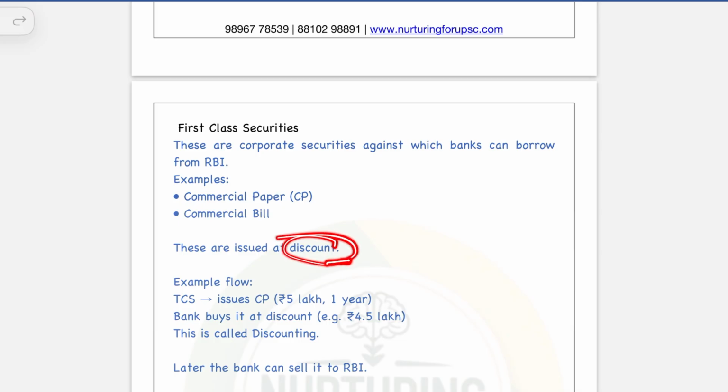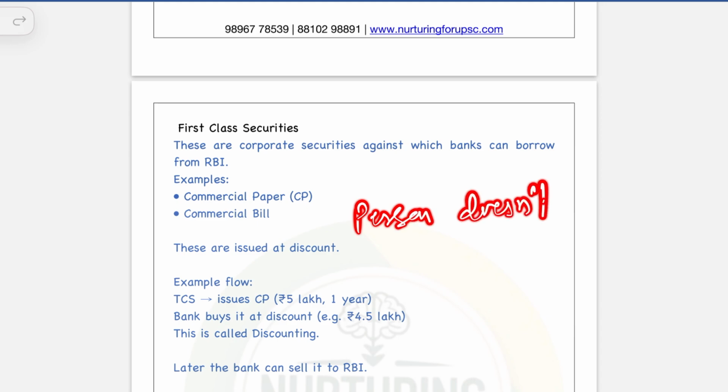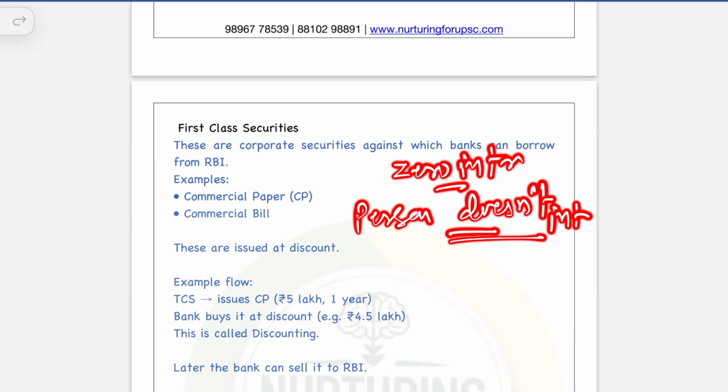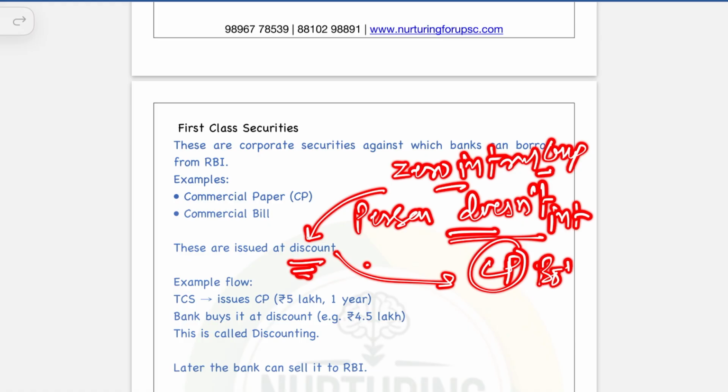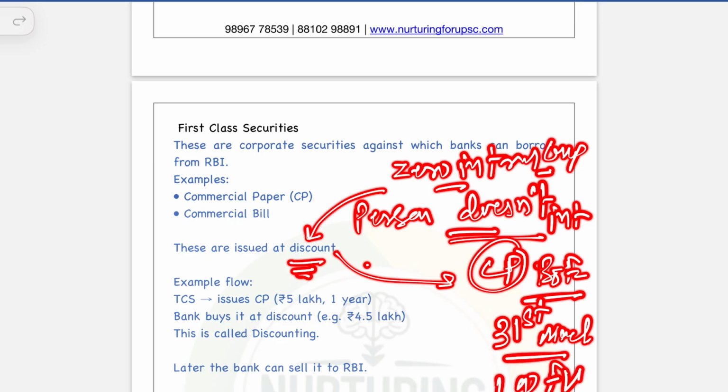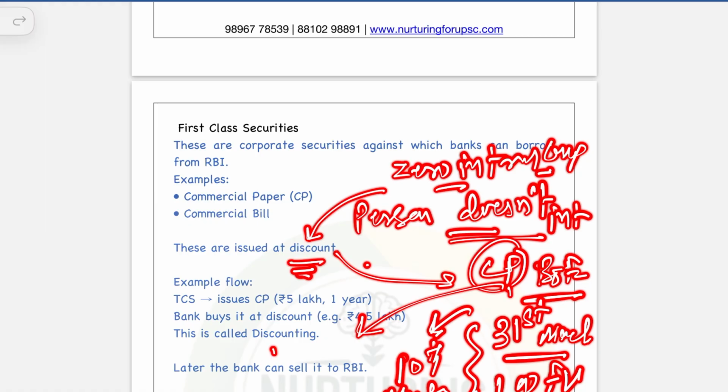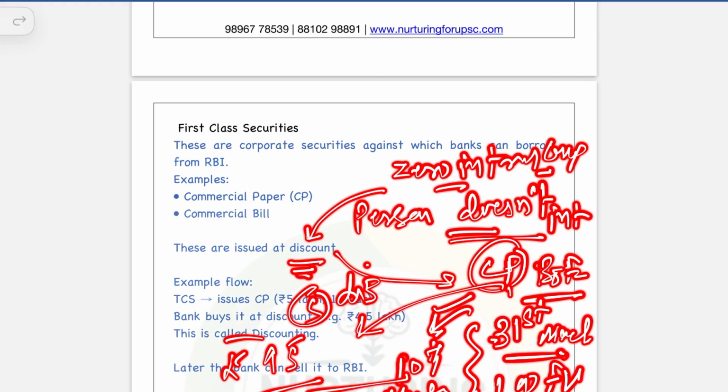So what do they mean by at a discount? The person doesn't earn interest; rather, they have a zero interest coupon. So you don't get interest, rather you are issued at a discount. Let's say you have a commercial paper, or a bill of exchange, which would mature on the 31st of March, and it is of 100 face value. Now if you want to convert it to money today, on the 10th of March, then you would get 95 rupees of that 100 rupees. So that 5% is the discount, and this is the process of discounting.